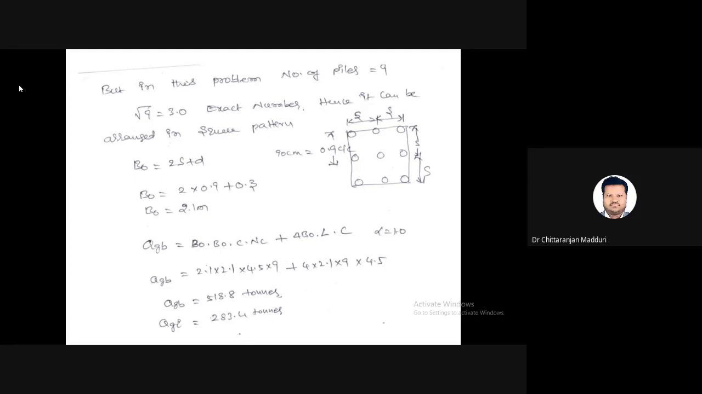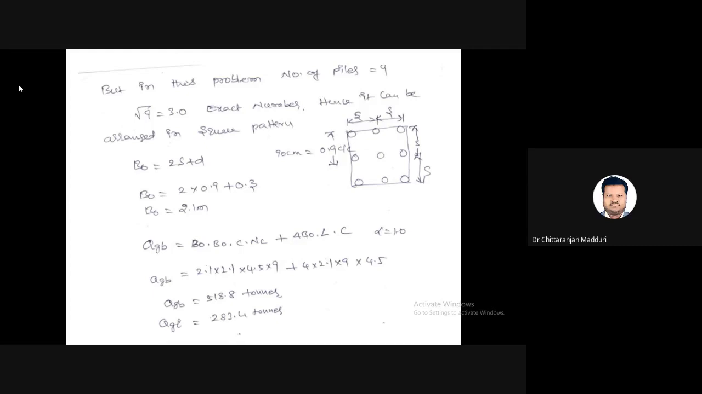So alpha, even though it is given in the problem, in the case of group capacity, alpha is taken as 1.0. It is assumed that complete contact exists between the group of piles and the soil. Hence, even though it is given in the problem, for group capacity alpha is considered as 1.0. So C value is equal to 4.5. So group capacity by considering block failure is equal to 18.8 tons.